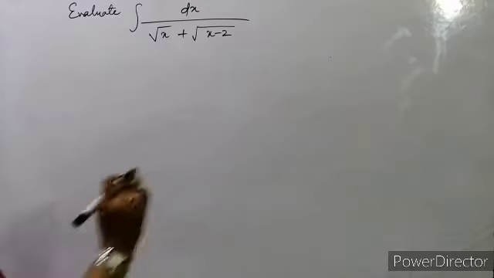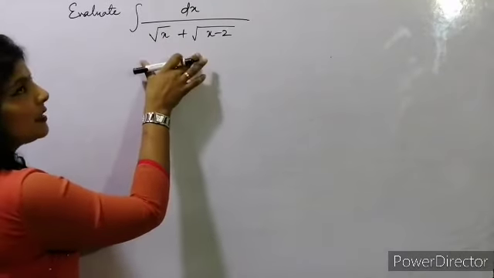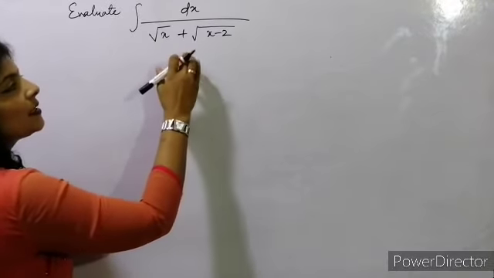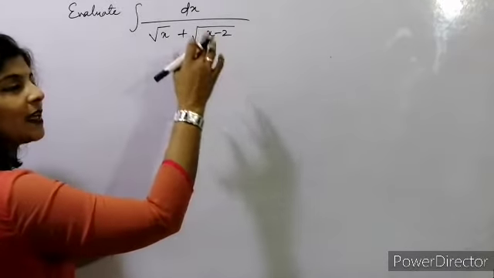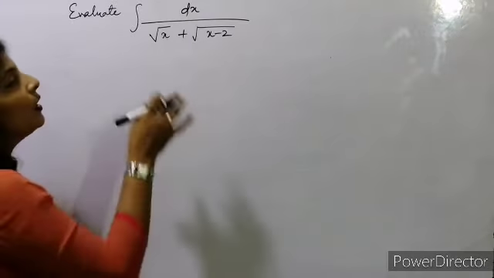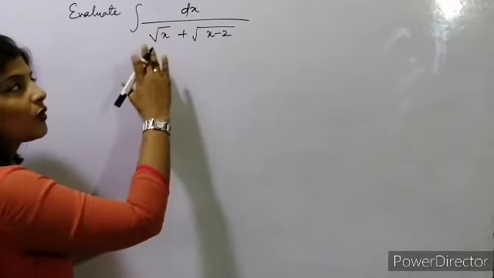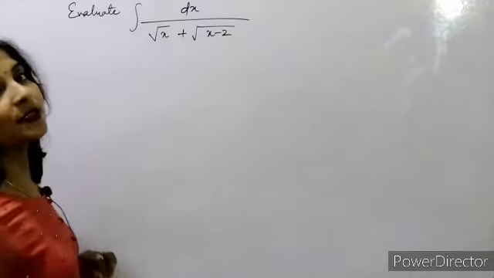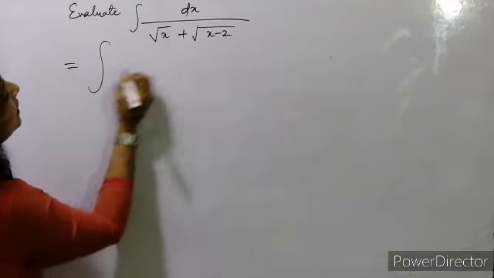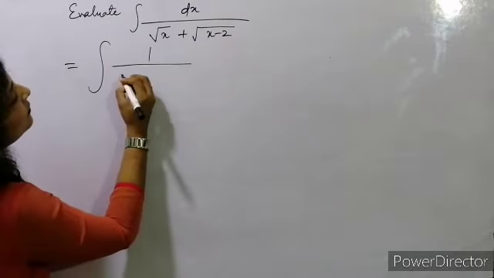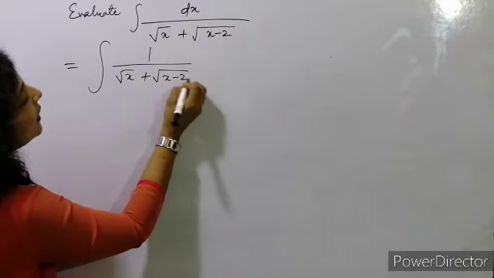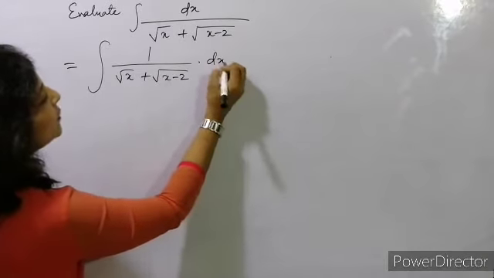Okay, next question we have. We have to integrate this one, 1 upon root under x plus root under square root of x minus 2 with respect to x. So we have to find out the integral of 1 upon square root of x plus square root of x minus 2 with respect to x. So what is this? Basically 1 upon root under x plus root under x minus 2 with respect to x we have to find.